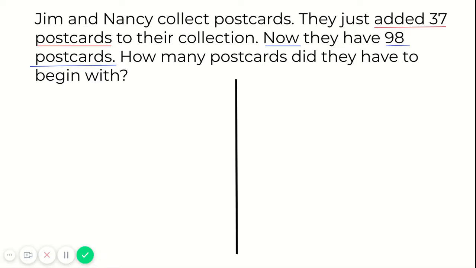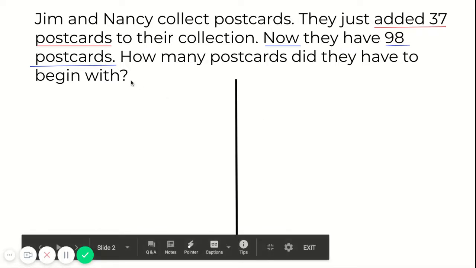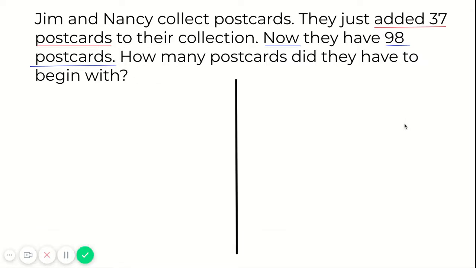We also know, as good mathematicians, we need to make sure we pay attention to what the question is asking us. And we can find the question by looking for the question mark and the first letter of a question word. So the question word here is how. So let's see what they're asking us in the question. They're asking about the postcards that Jim and Nancy had to begin with.